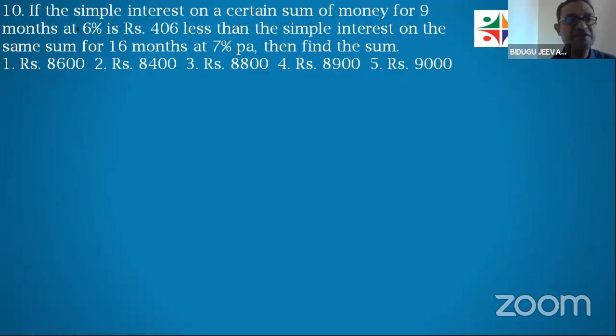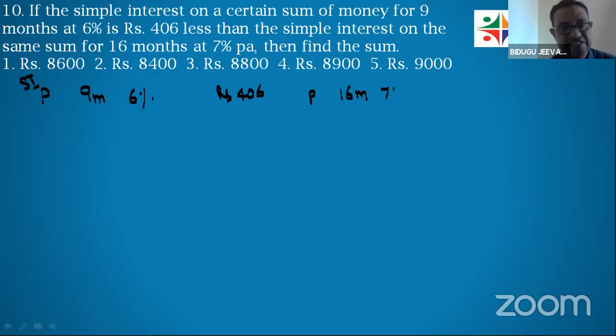Question. If the simple interest on a certain sum of money for 9 months at 6% per annum is rupees 406 less than the simple interest on the same sum for 16 months at 7% per annum, find the sum. They're talking about simple interest, and P is not given. So this we have to calculate.